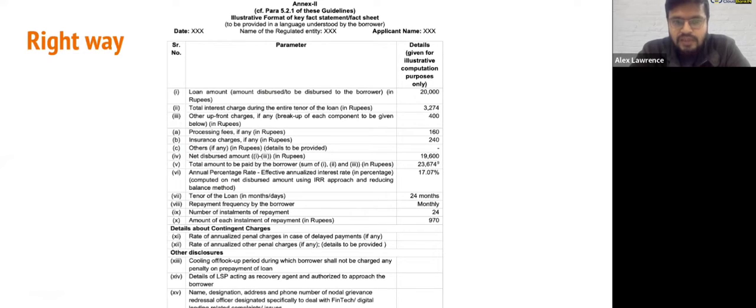So these are some of the other information which has to be in this particular format, and this is mandatory now as per the regulation. And followed by this, there will be a repayment schedule, where there is not much deviation, but this is the part where it has changed. So we can go to the next one.